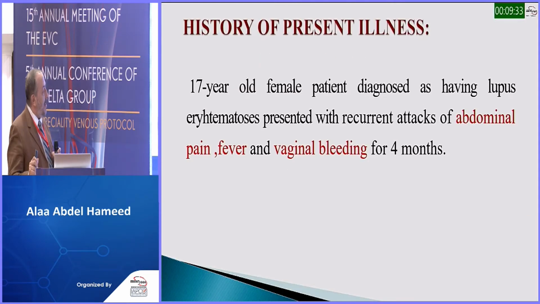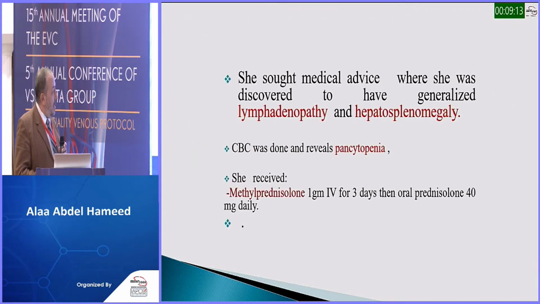We have in this presentation a 17-year-old female patient previously diagnosed as having lupus erythematosus and presented with recurrent attacks of abdominal pain, fever, and vaginal bleeding for a period of 4 months. She sought medical advice where she was discovered to have generalized lymphadenopathy with hepatosplenomegaly.